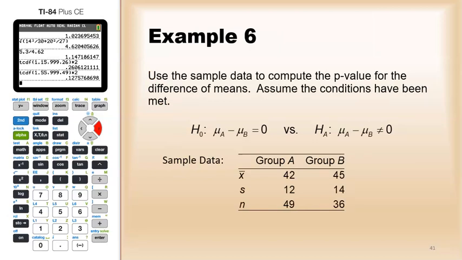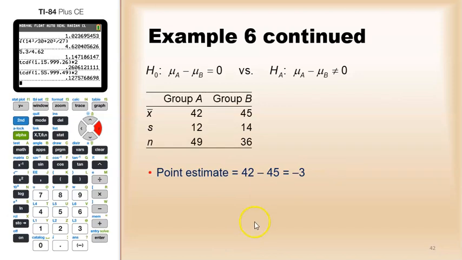All right, one last example. So use the sample data given here to compute the p-value for the difference of means. And for this case, I'll just assume the conditions have been met. So first off, we have our hypotheses written. My point estimate would be the difference of the two groups. So the 42 and the 45. 42 minus 45. Okay. So the point estimate is 42 minus 45, or negative 3. If you want to reverse that order, I'm matching the order that's in my hypotheses. If you want to do B minus A, get positive 3, that's fine. It's not going to change our answer at all.